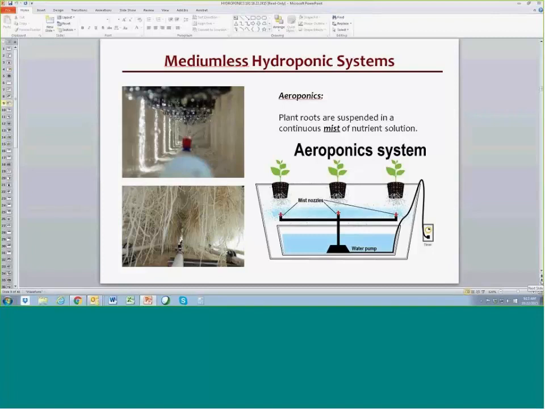The third one in terms of mediumless hydroponic systems is what we call aeroponics. Not much difference as compared to the NFT, but in this case, the roots are suspended in a mist of the nutrient solution. Instead of having a flow, here it's just misting, and then the mist gets in contact with the roots, and you basically have a different type of contact, with humidified air, into the roots as compared to the flow that we have in the NFT system. Next.